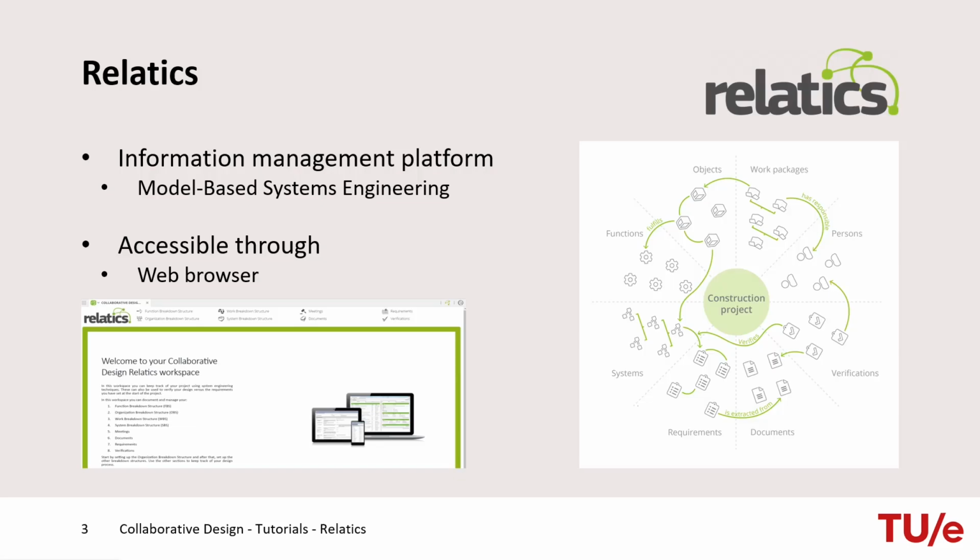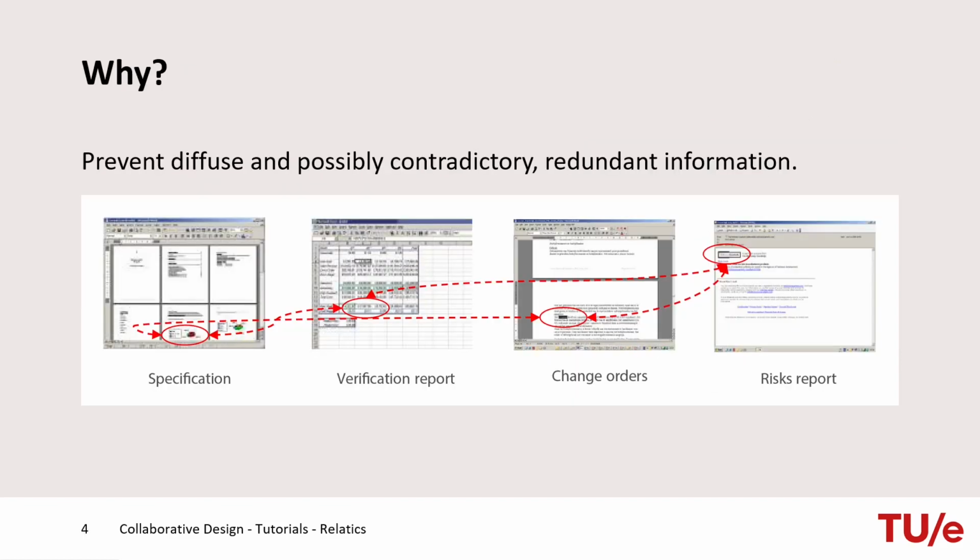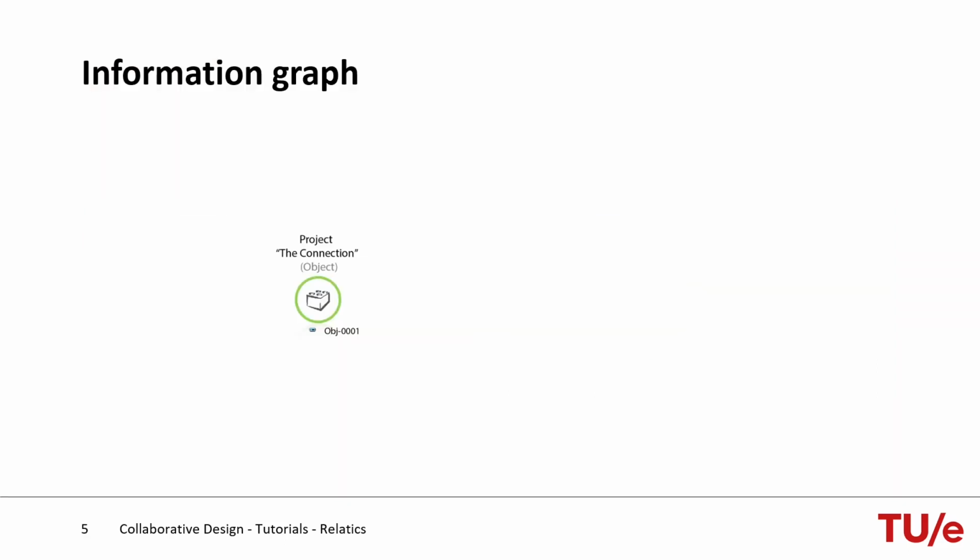Relatics is a web-based tool for project information management and systems engineering. It includes an elaborate user interface that takes care of schema design, instantiation, querying and user management. Relatics organizes data in a workspace, which contains all data and logic pertaining to a project. By organizing information using relational elements in a centrally accessible location, the duplication of information within a project can be reduced. But how does this work?